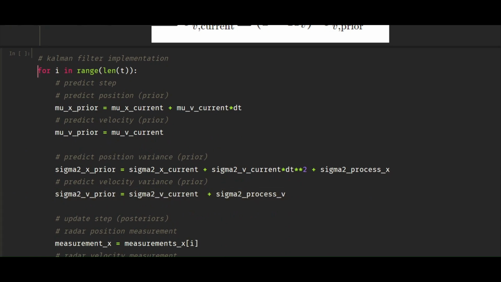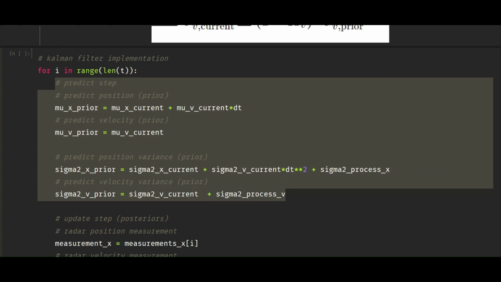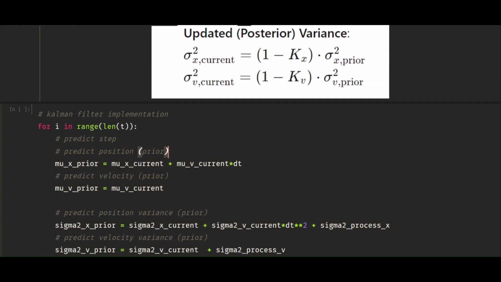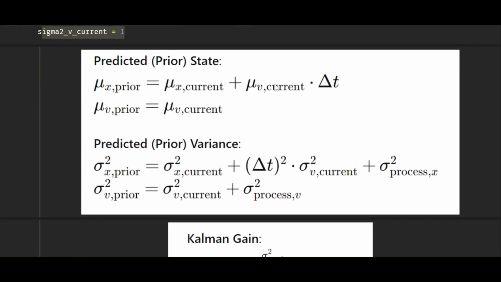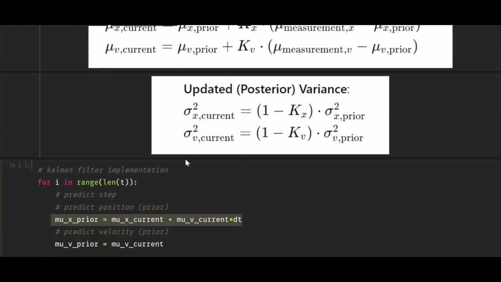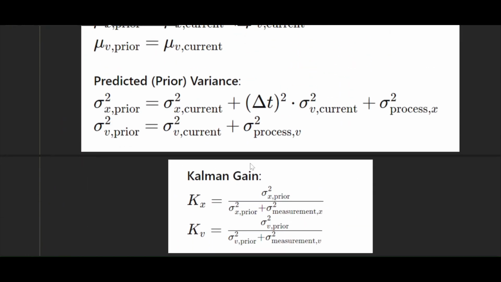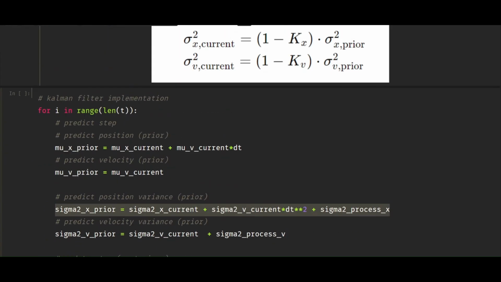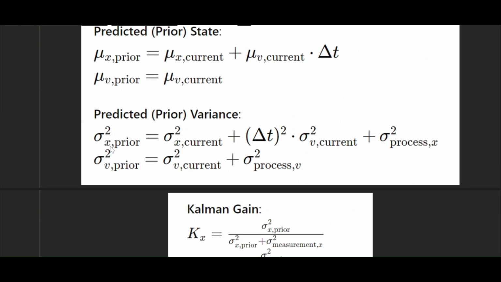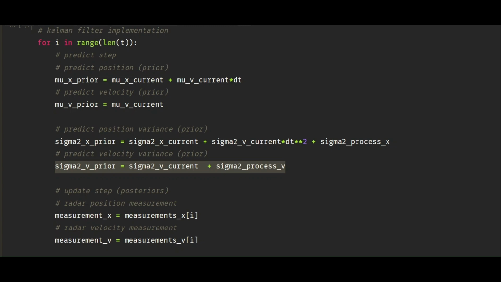For all the radar measurements, I'm going to loop through. These four equations are the predict step, and if you see, they are simply representing, the first one is this, the second is this, the third is this one, which is implemented here, and the last is this one, which is here. So this is the complete predict step.